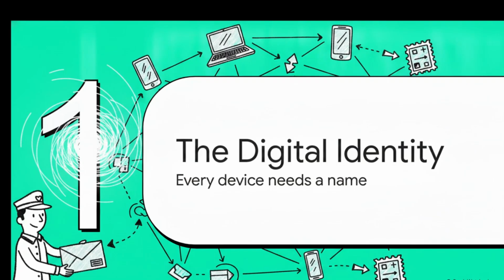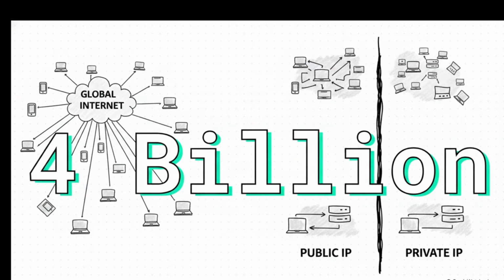So starting right off with section 1, the digital identity. Every device needs a name. To even send or receive data packets, every single device needs a numerical label, right? An IP address. It's literally just like a postman needing a physical street address to drop off a letter. Without it, you can't hit a website, stream a video, or do anything really, because the data wouldn't know where to go.